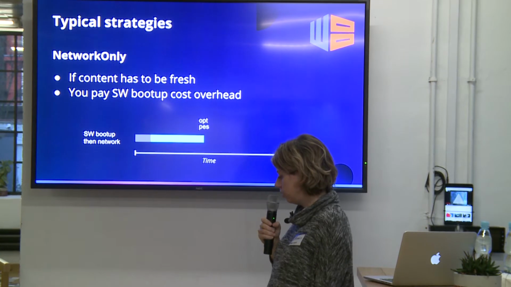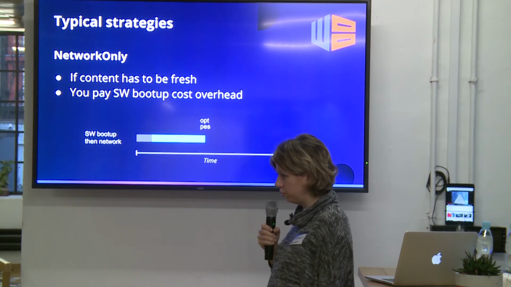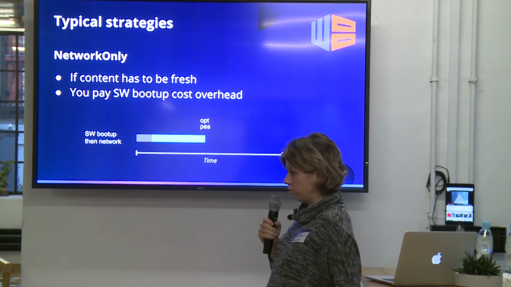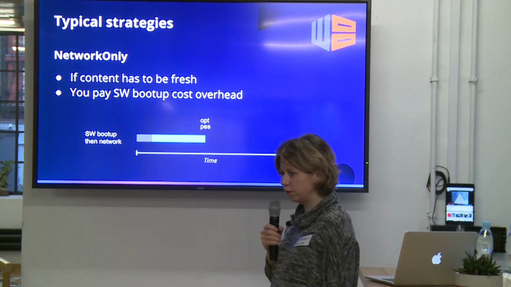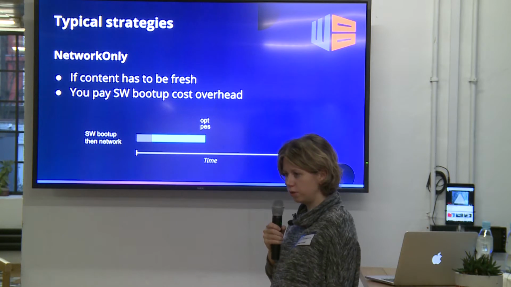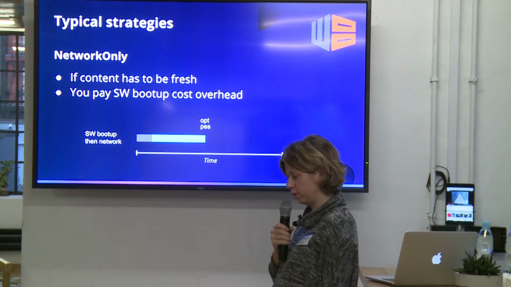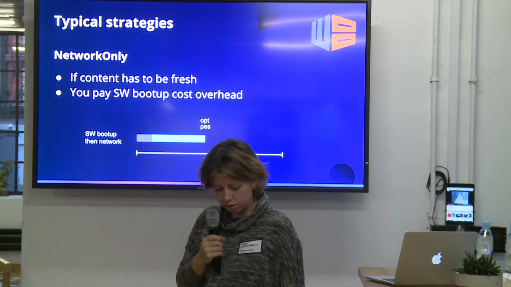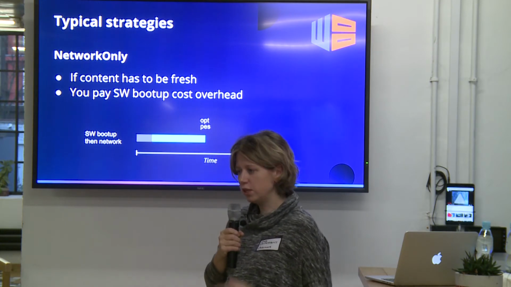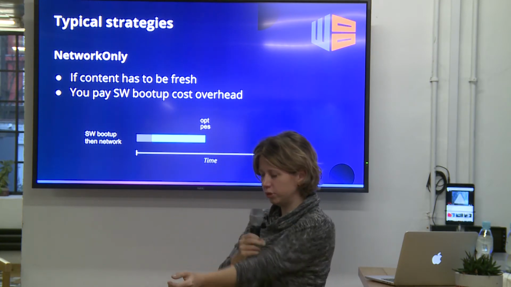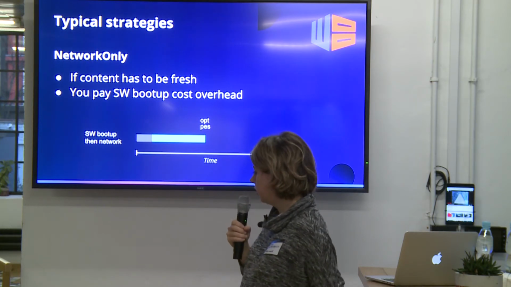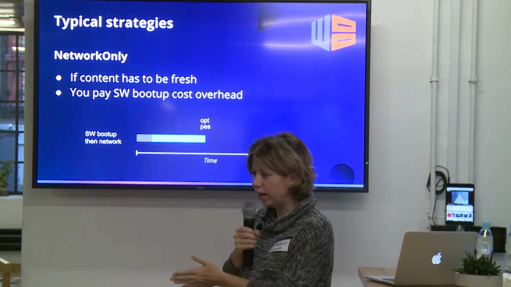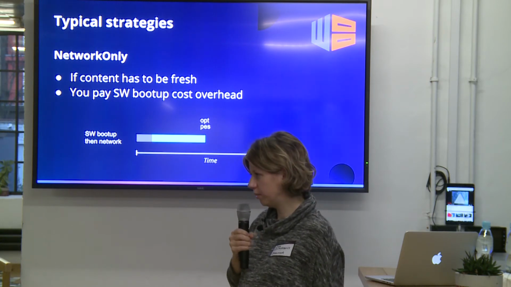We usually implement it when you really need your content to be fresh. So you never go to cache, you always go to network. Or we implement it when you want to have something called a transparent service worker. If you use service worker for other purposes, for example, serving notifications and push messages, then you don't really want to provide any offline capabilities and caching capabilities.